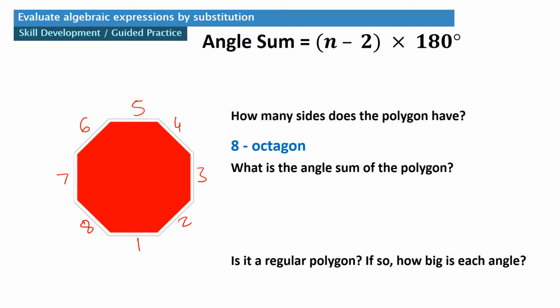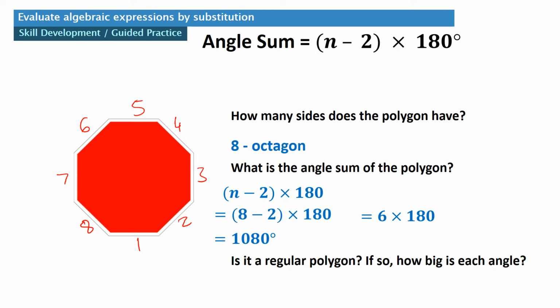Now, what is the angle sum of this polygon? Well, we'll start with our formula once again. We've got n minus 2 times 180, where n is equal to the number of sides, which is 8. So 8 minus 2 times 180, which is equal to 6 times 180, which gives us an interior angle sum of 1080 degrees. Now, is it a regular polygon? And if so, how big is each angle?